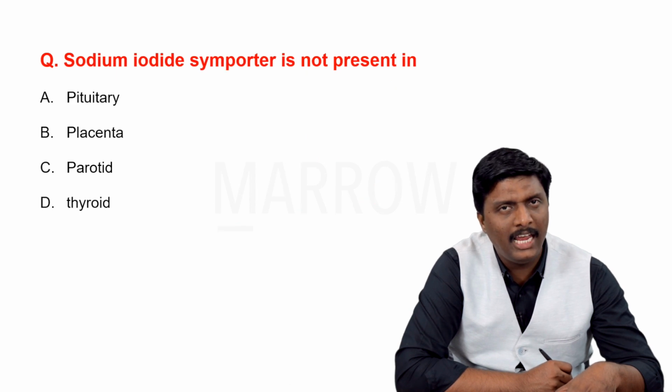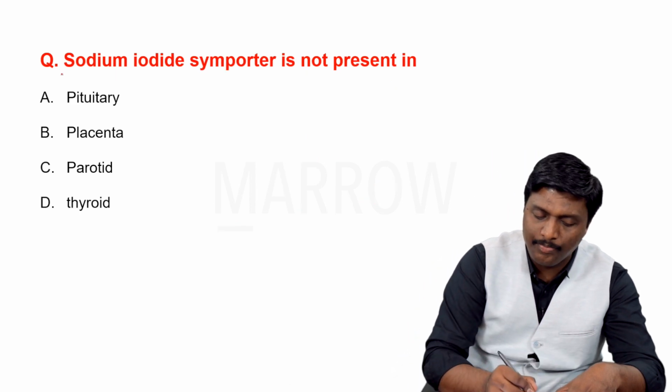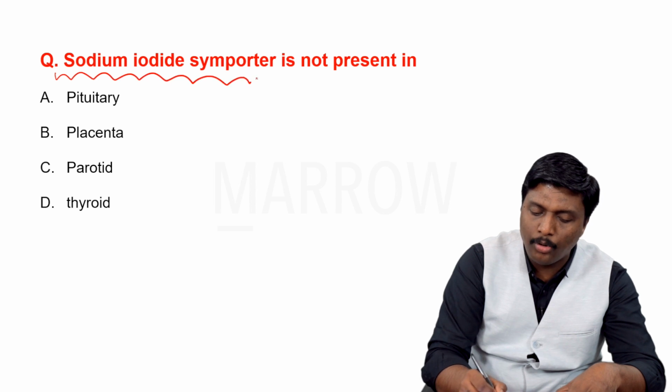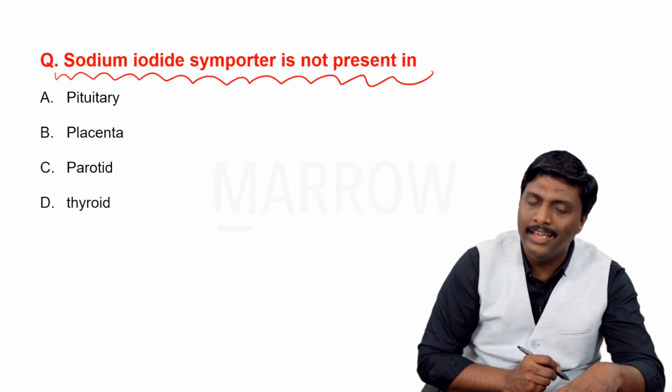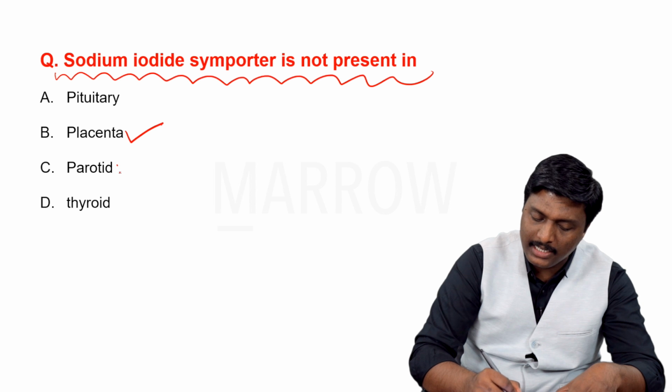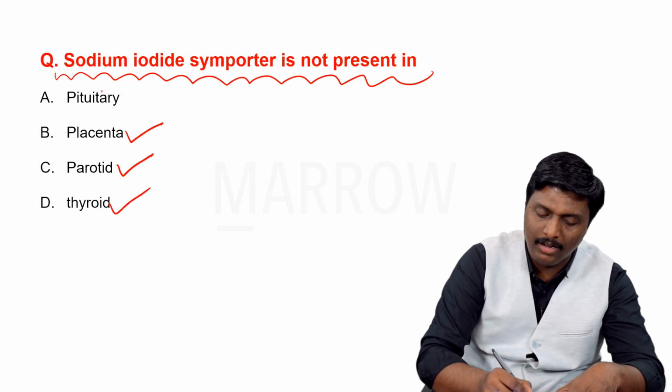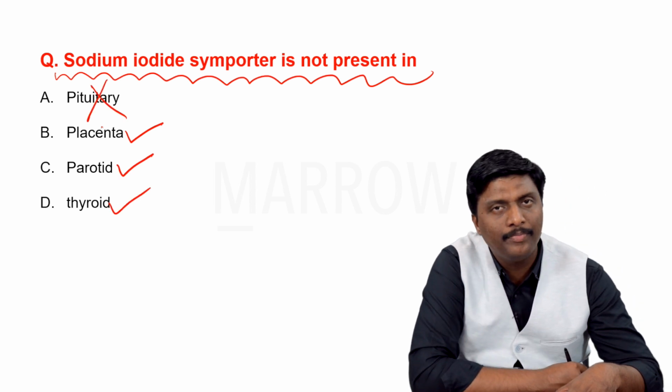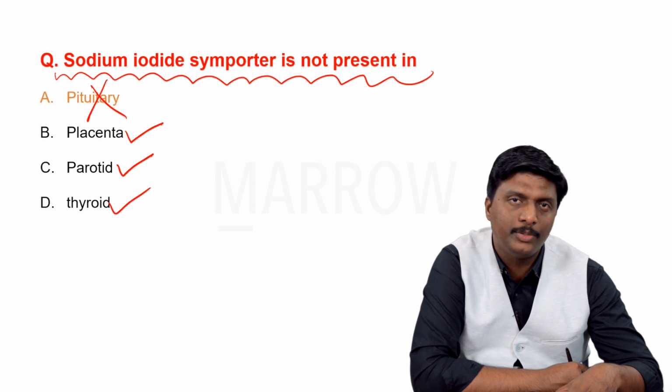See, the same question. It was recently asked in AIIMS exam. Sodium iodide symporter is not present in. It is present in placenta, present in parotid, present in thyroid, but not present in pituitary. Obviously, the answer should be option A.